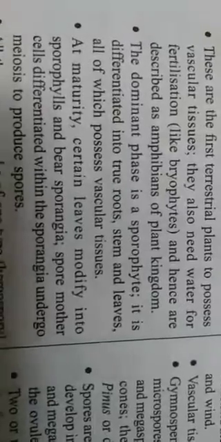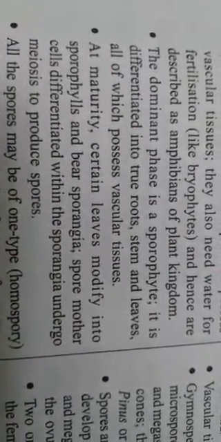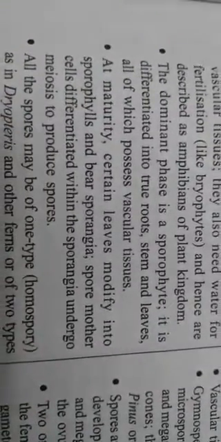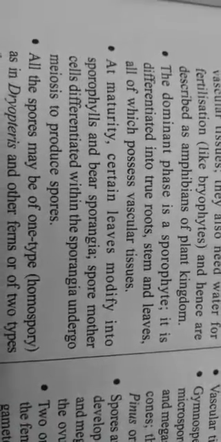The dominant phase, I explained what the gametophytic and sporophytic phases are. So in this case, the dominant phase is the sporophyte, beta. Now the dominant phase is the sporophyte. I told you two words for how to learn. The sporophyte is always diploid. So it is differentiated into true root, stem and leaves.